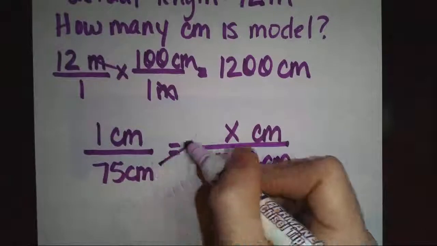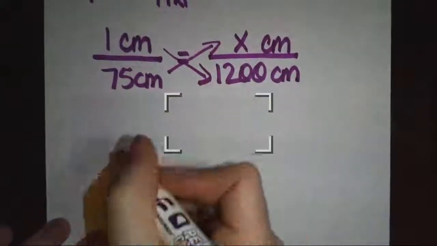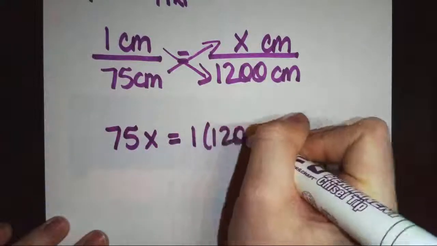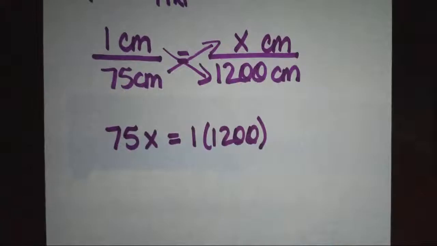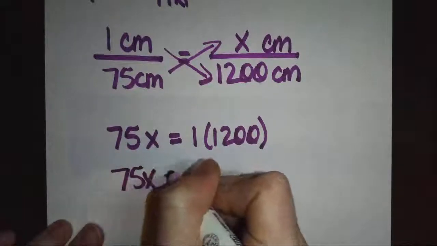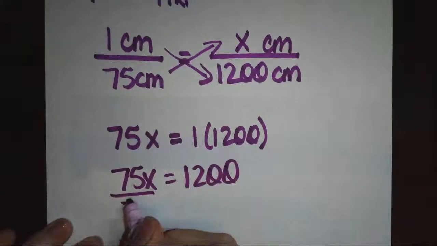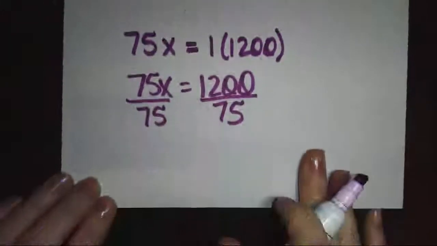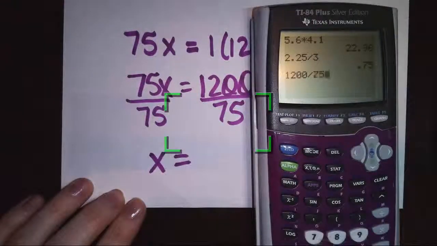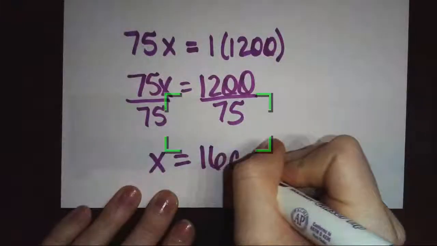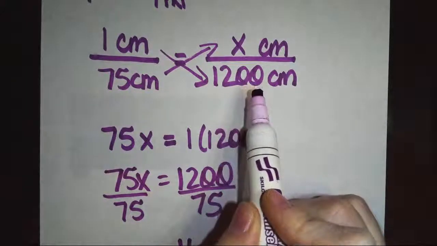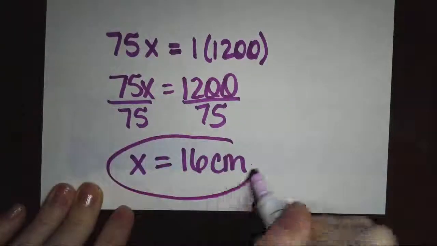And to solve a proportion, we just cross multiply. So when we do that, we've got 75x equals 1 times 1,200. Now guys, it's really important that you remember when you cross multiply, you don't create a new fraction, you create an equation like this one. So we've got 75x equals 1,200, and when we divide both sides by 75, we get x equals 16. So if this is our scale factor and the actual airplane has a length of 1,200 centimeters, then our model length will be 16 centimeters.